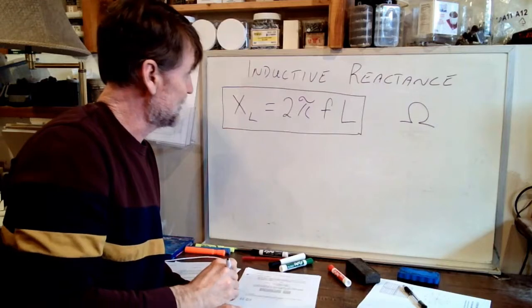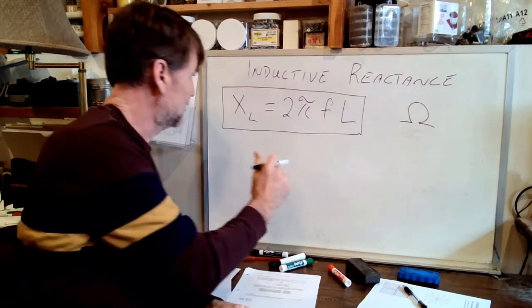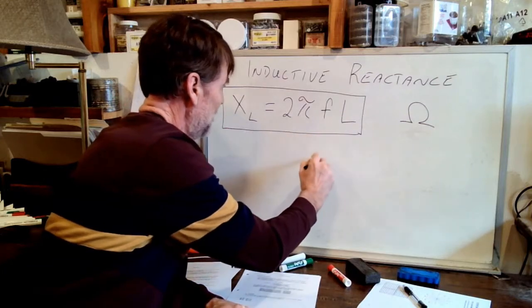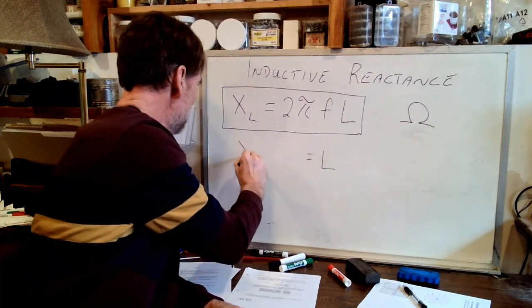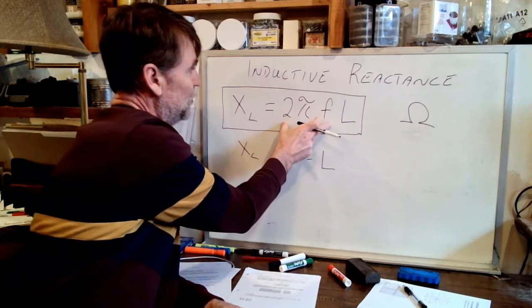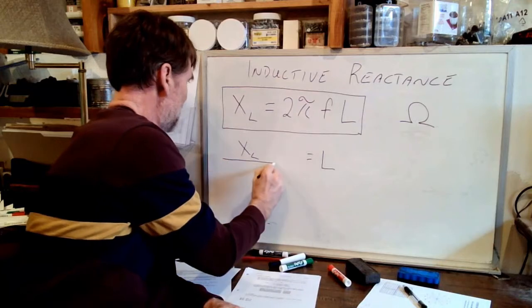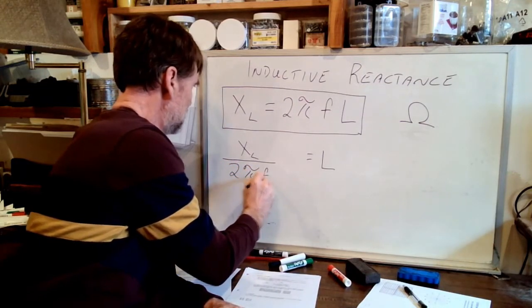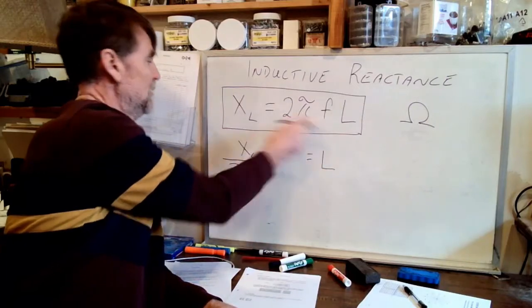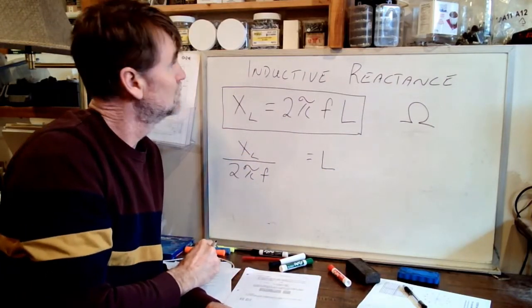We can also manipulate this. We could try to calculate for L based on XL. So if L were to remain all by itself on this side of the equal sign, XL remains right there, the 2 pi f is going to come across the equal sign and down onto the denominator. And so it looks like that. So L equals XL over 2 pi f.